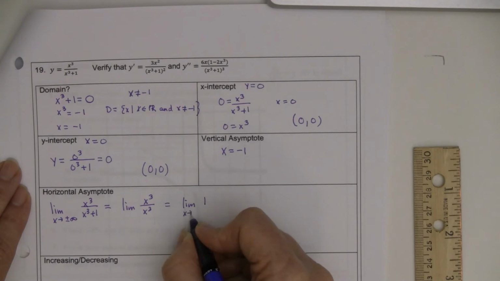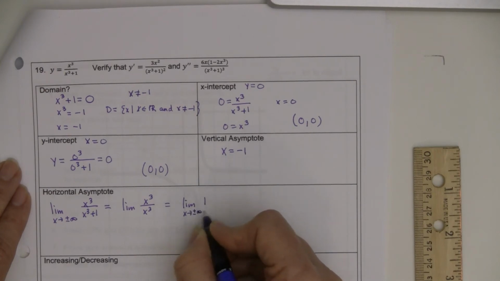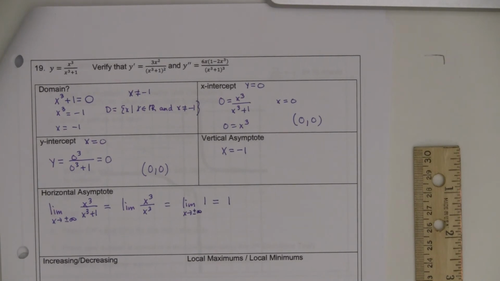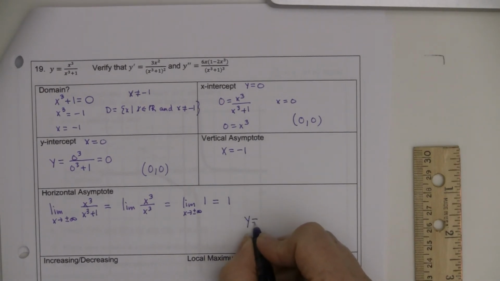And remember, you can only use dominant term analysis when you're going to plus or minus infinity, right? So you can't whip that out if your limit is going to two or something like that. So you need to be really careful and cautious about that. And so my horizontal asymptote is y equals 1.